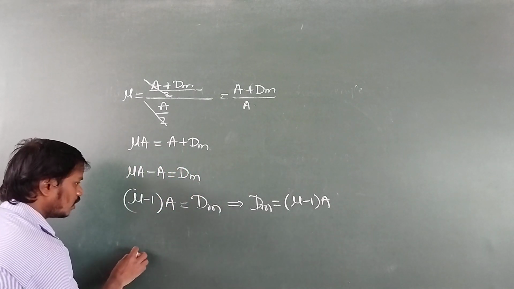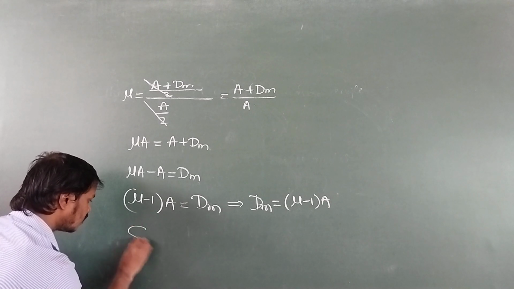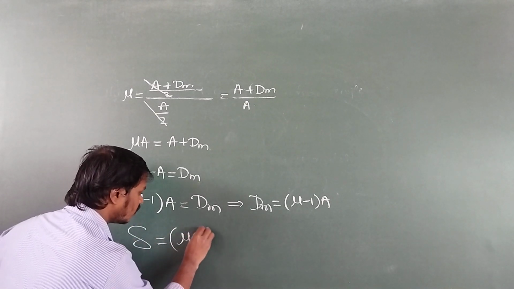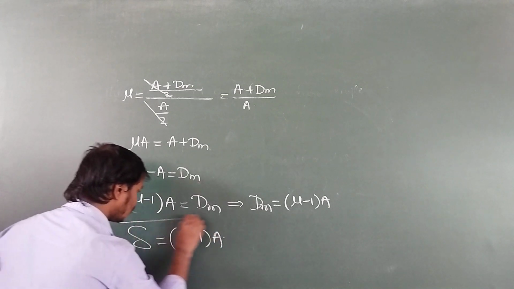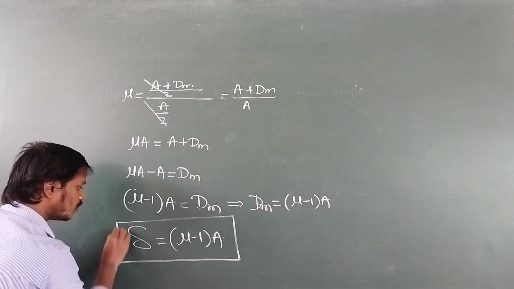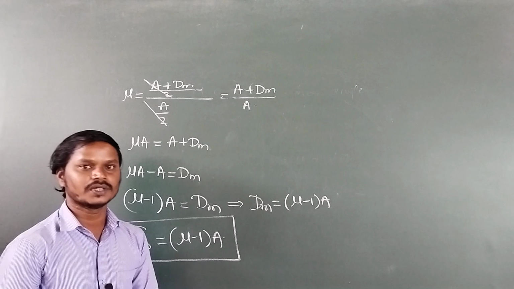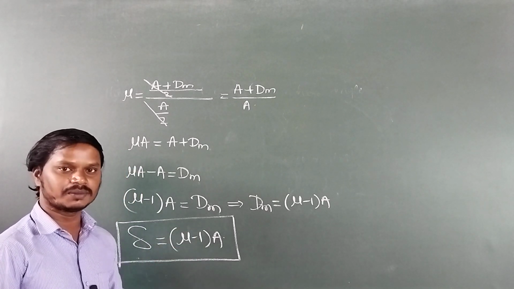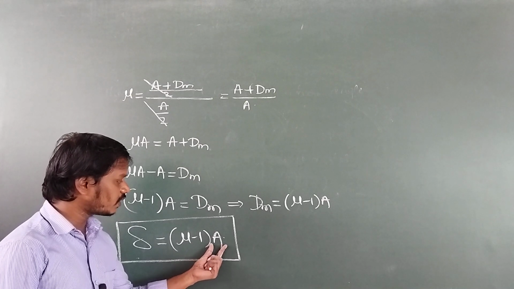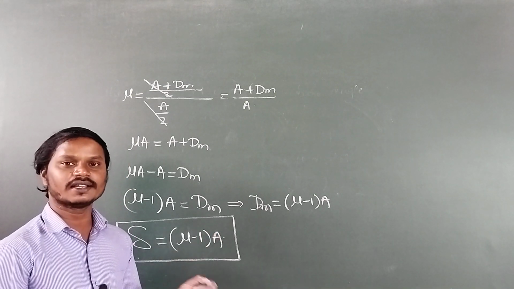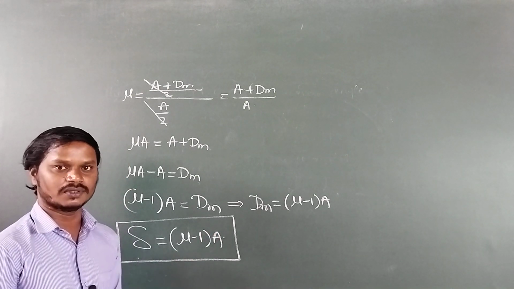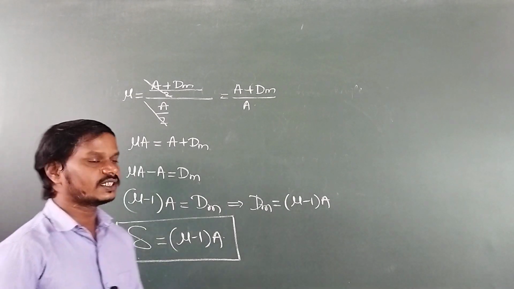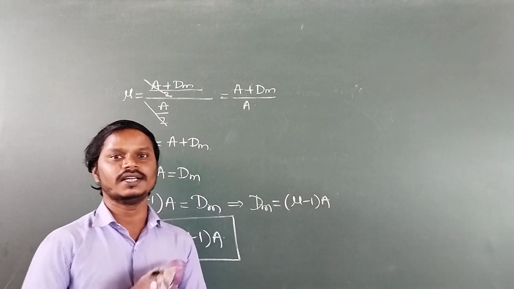Now this equation can also be written as delta is equal to (mu minus 1) into A. So this is the expression for the deviation produced by a thin prism. What is mu? Mu is the refractive index of the material of the prism, and A is the refracting angle of the thin prism, or angle of the prism of the thin prism, or apex angle of the thin prism. Okay. Now next topic, that is dispersion of light.